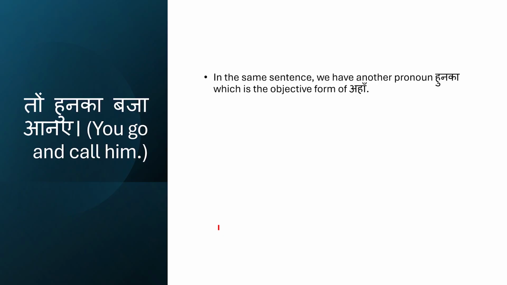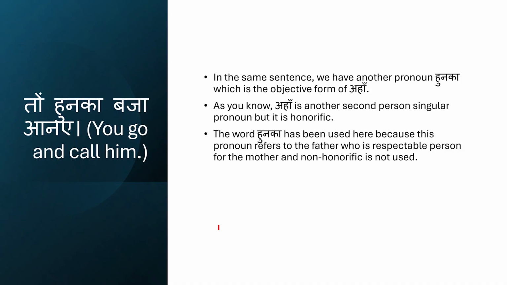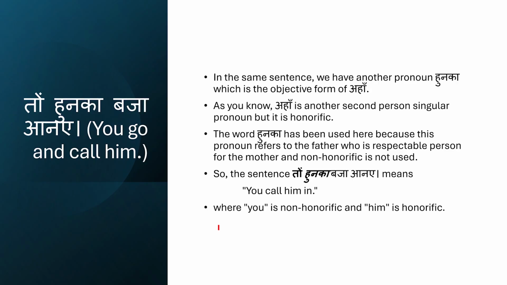So in the same sentence, we have another pronoun hunka, which is the objective form of aha. As you know, aha is another second person singular pronoun, but it is honorific. The word hunka has been used here because this pronoun refers to the father, who is a respectable person for the mother, and non-honorific is not used. So the sentence "to hunka baja aana" means you call him in. Here, you is non-honorific and him is honorific.